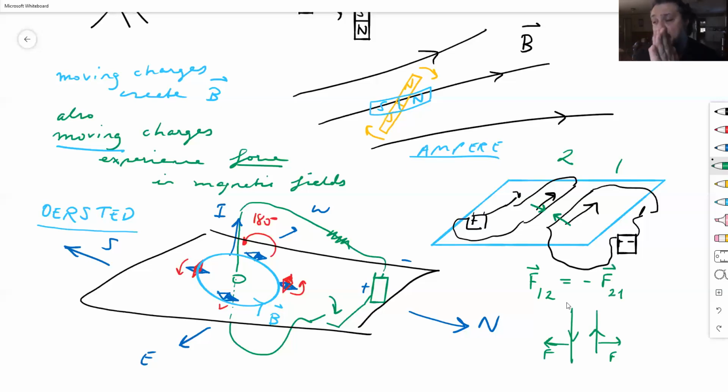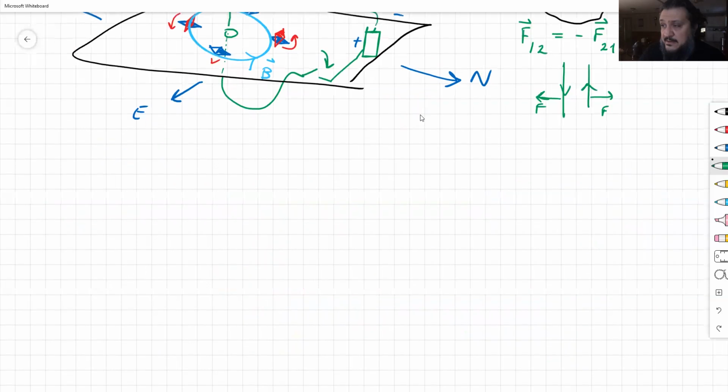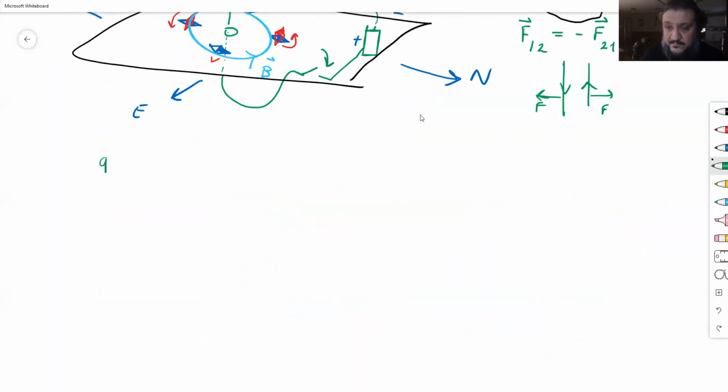So what does it suggest, though? I mean, what is current? Current is charges in motion. So what we really have is actually a force on moving charges, which is the point that I was making here. Moving charges experience a force given an external magnetic field. So we have a charge, Q. That charge has to move. So we have a velocity vector associated with it. And we have an external magnetic field. Therefore, there will be a force.